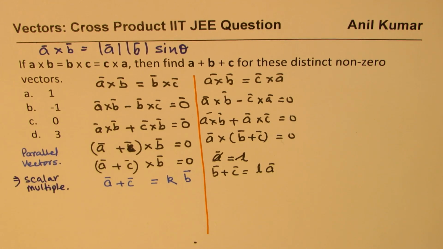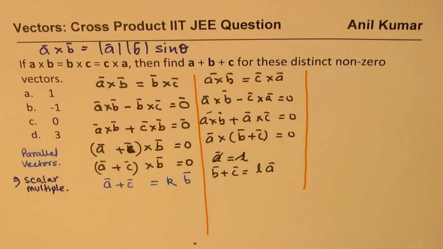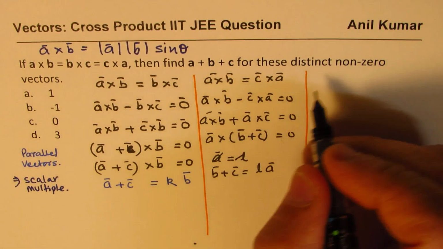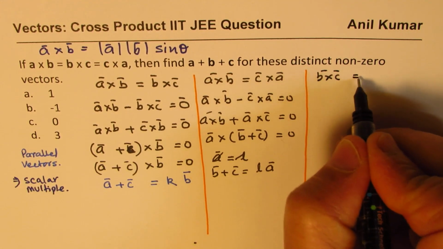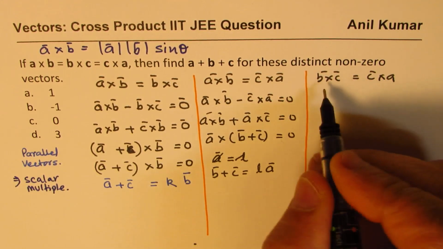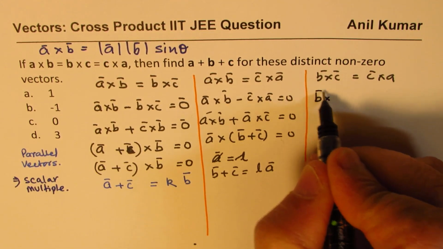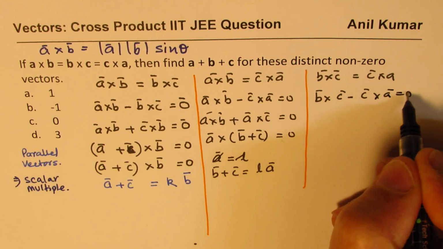Similarly, if you do the same operation on the other two, what do you get? Following the same pattern, we have B cross C is equal to C cross A. That is not really required, but okay, let's just do it. So B cross C minus C cross A equals 0.